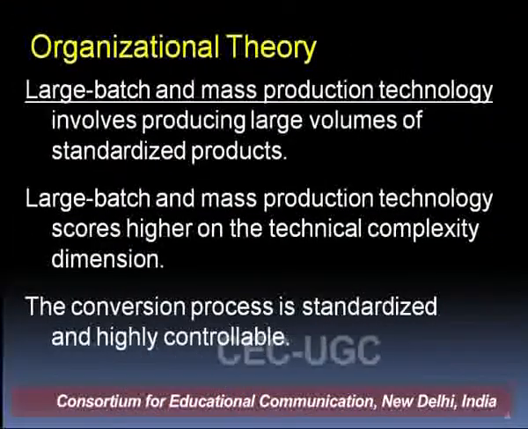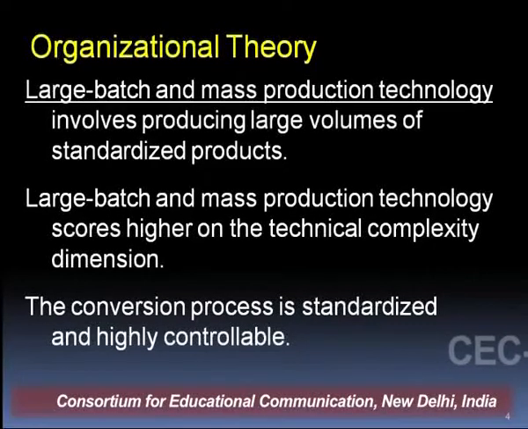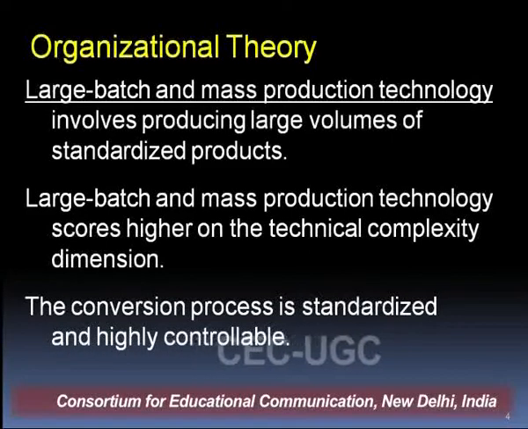Now, large batch and mass production technology involves producing large volumes of standardized products. Large batch and mass production technology scores higher on the technical complexity dimension. Why am I saying this? Because where you are going to utilize the large batch system, mass production, particularly for FMCG products and products which are well and more sellable in the market, if you are going to start this type of products, then the technical complexity dimension scores definitely higher. The conversion process is standardized and highly controllable, particularly in the large batches.